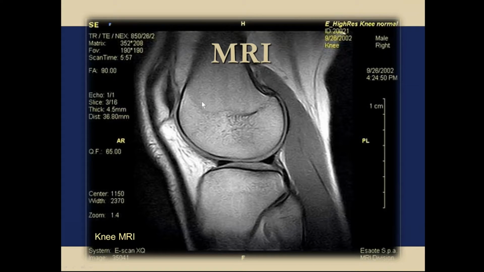MRI is the fanciest test and very helpful. You can see the difference between an x-ray that only shows the bone, and with an MRI, we can see the cartilage, we can see the meniscus, we can see the tendons as well as the ligaments.